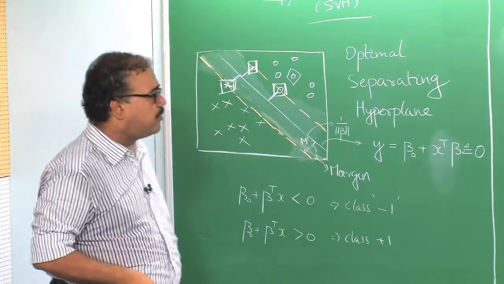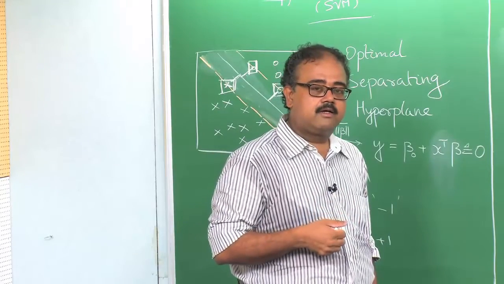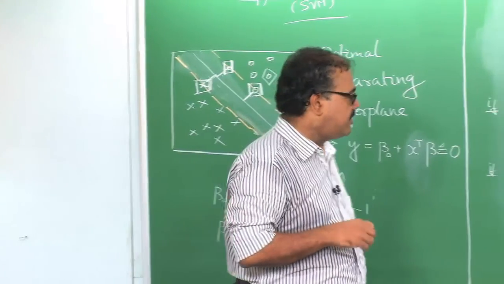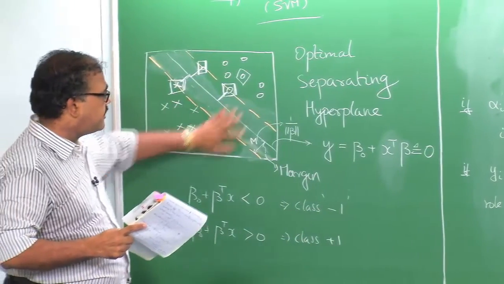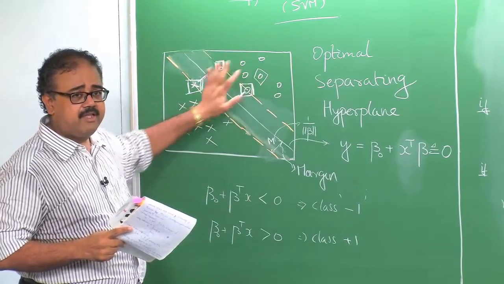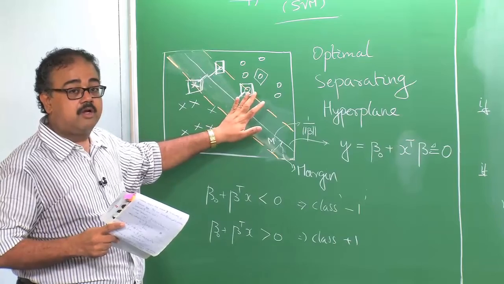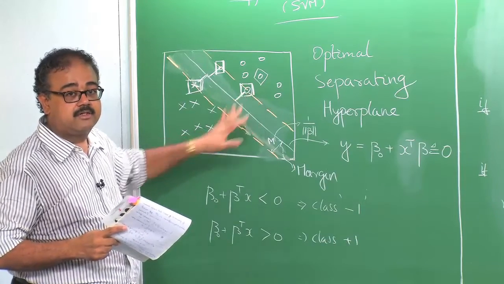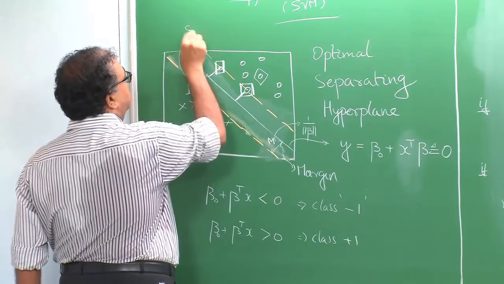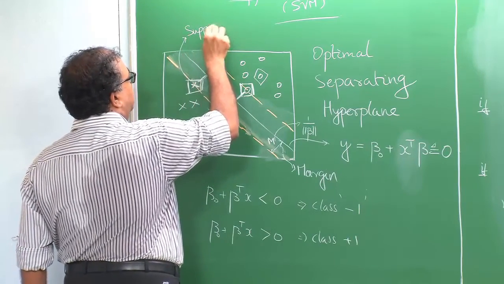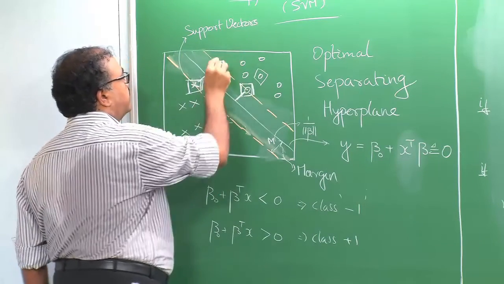So, only these points will influence how the solution beta looks like, right, and all the other data points that you have which are farther away from the separating hyperplane than these points do not matter in the solution. Okay. So, these points are called support vectors.